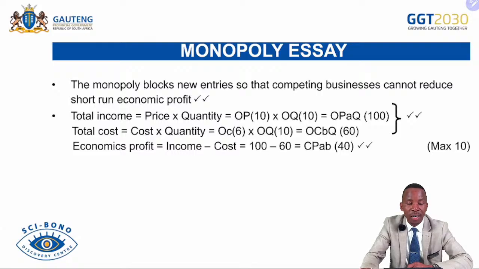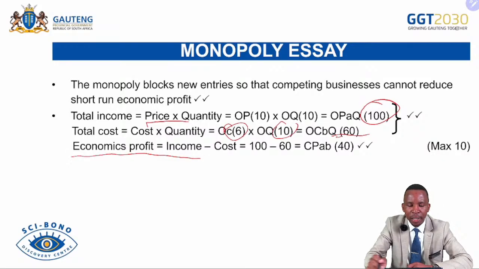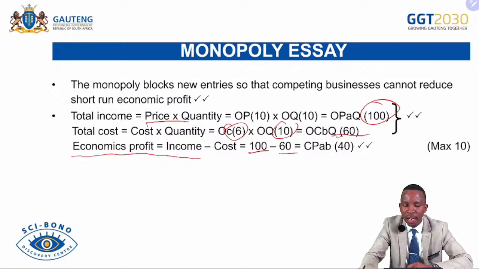Total revenue equals price times quantity, which is OP, which is 10, times OQ, which is 10. That gives us 100. That is the total revenue for the firm. Total cost equals cost times quantity, which is OC, which is 6, times OQ, which is 10. It gives us 60. Then the economic profit for the firm will be revenue minus cost, which is 100 minus 60, to give us 40 rand. That will give you the maximum of 10 marks.